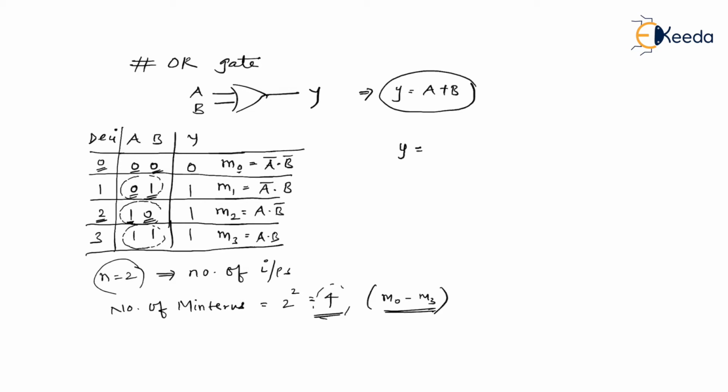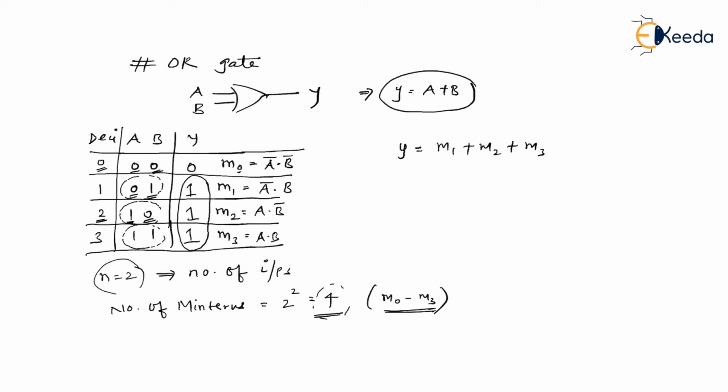Only those min terms will contribute in the output equation for which the output is 1. As you can see, the output is 1 over here, that is for m1, m2 and m3. Therefore, excluding m0, I can now write Y equal to what? Y equals m1 plus m2 plus m3. As you can see, only for m1, m2, m3 output is 1.